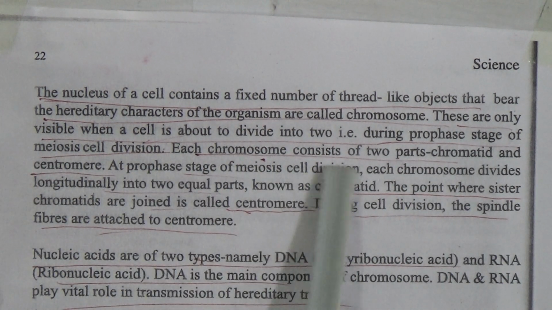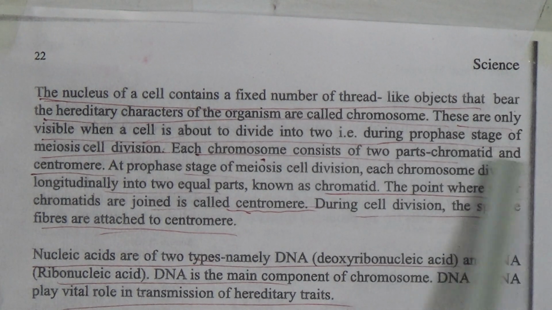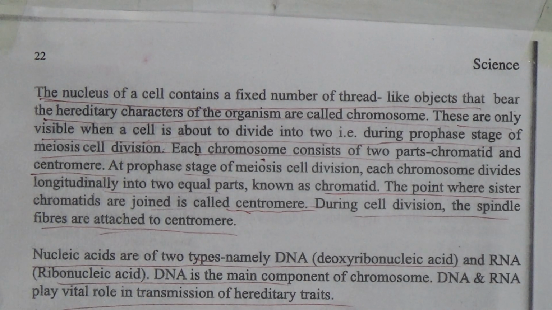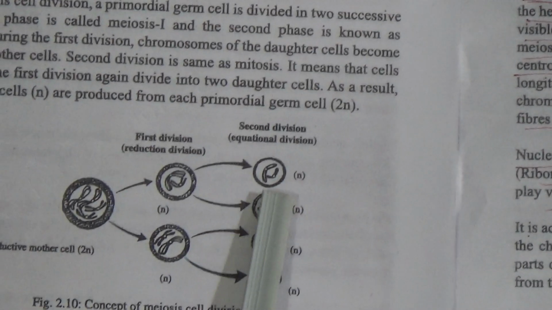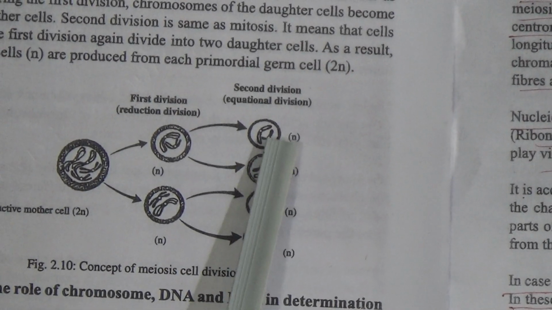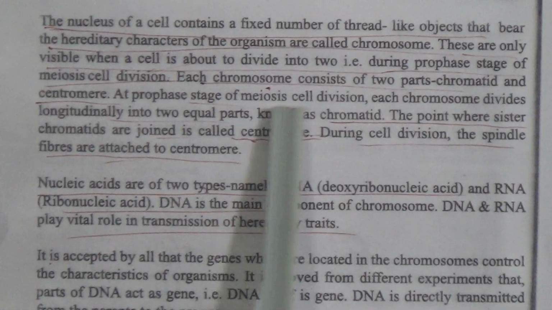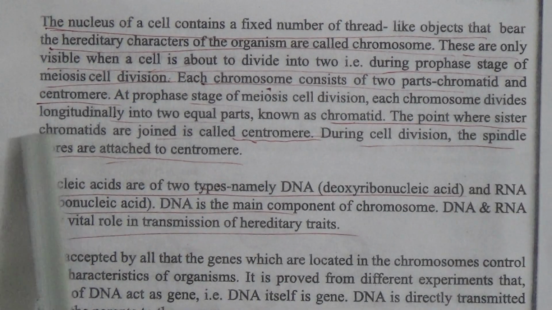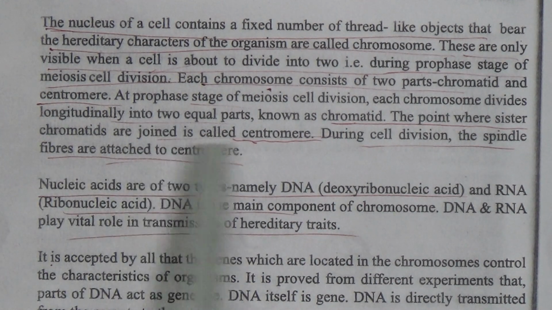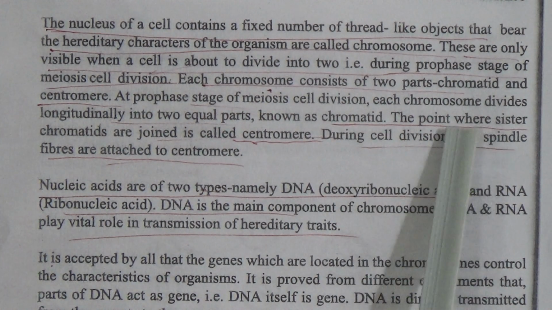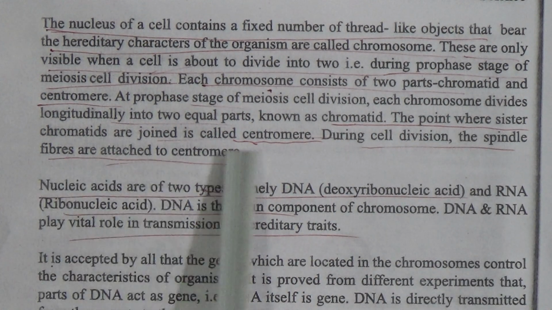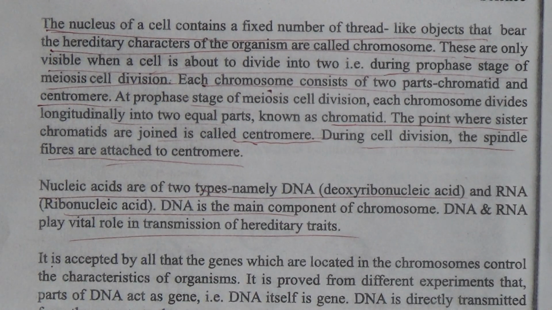Each chromosome consists of 2 parts, that is chromatid and centromere. My dear students, you can see from this figure, this joint is called centromere, and this is chromatid. At the prophase stage of this cell division, each chromosome divides longitudinally into 2 equal parts known as chromatid, and the point where sister chromatids are joined is the centromere.